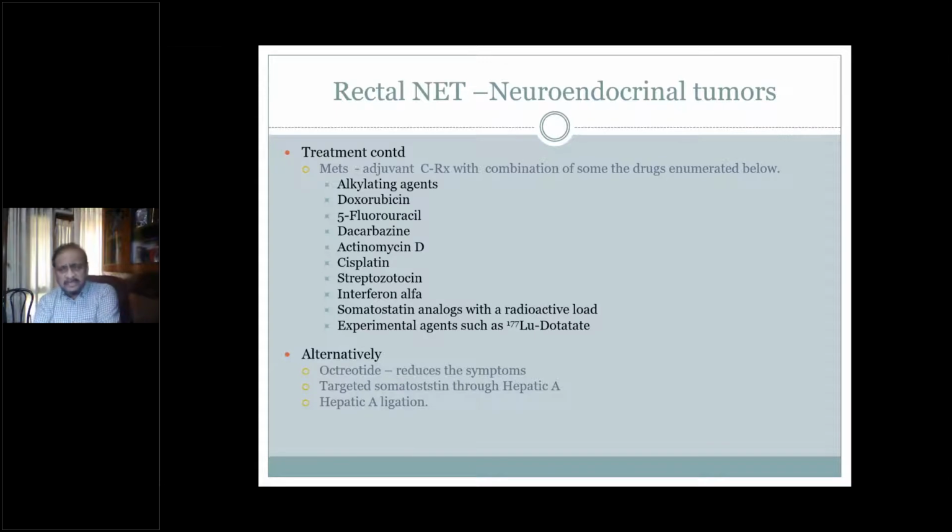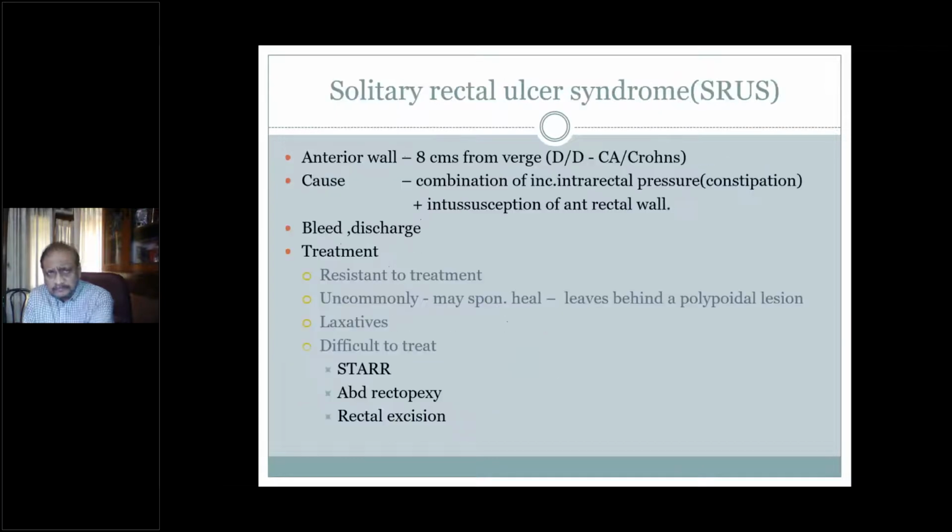But alternatively, you can use octreotide, which reduces the symptoms in these patients. You're not really doing anything for the lump. You just reduce the symptoms because of the NET that you have. And you have basically targeted somatostatin. That basically means you can directly feed it into the hepatic artery. Or you can do hepatic artery ligation, as is true for any other liver mets, right?